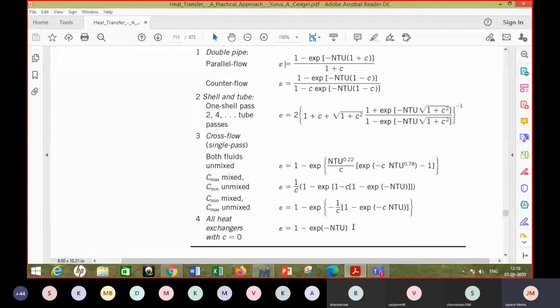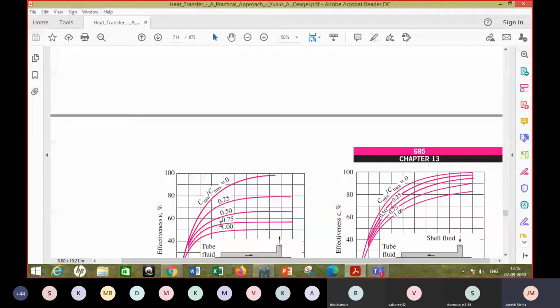Right? So these two things: one, what is this mixed and unmixed, and second, when will this C be equal to 0? That one is a special case, so that will be discussed. And regarding the cross flow heat exchanger, what is mixed flow and what is unmixed flow, that will also be explained.